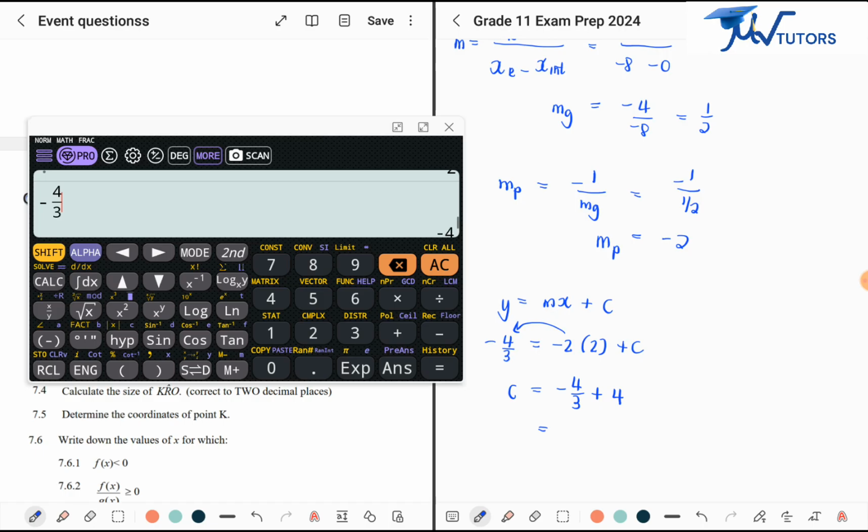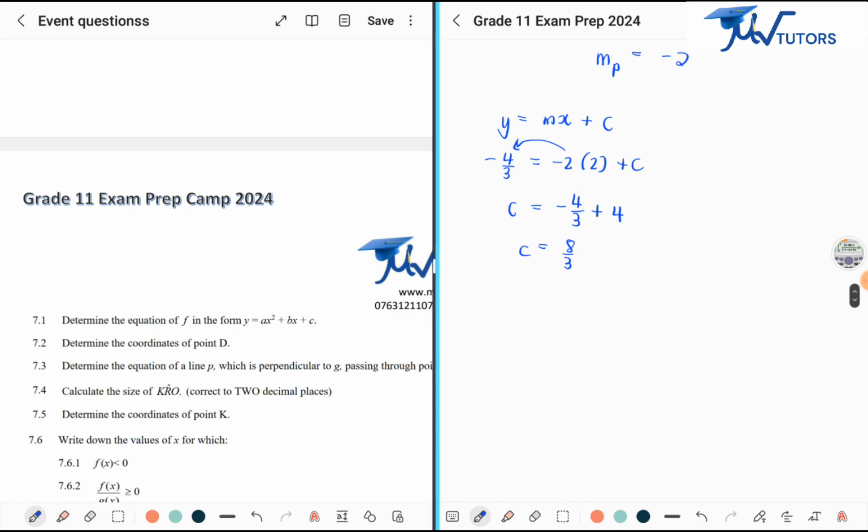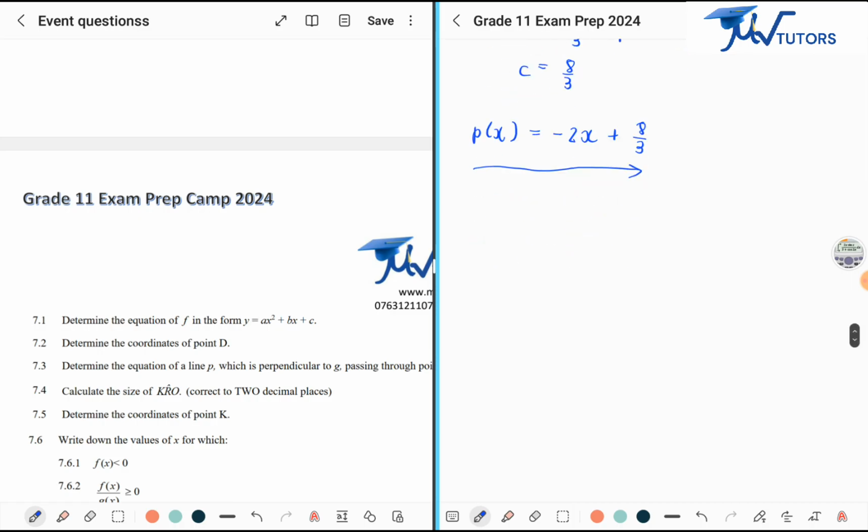-4/3 plus 4. So there we have 8/3. I'm not going to use the decimal form, I'll just leave it in fraction form. Okay, so ultimately the equation of line P is equal to -2x, because our gradient is -2, right? -2x plus 8/3, which is our y-intercept, which is C. Okay, so far so good.